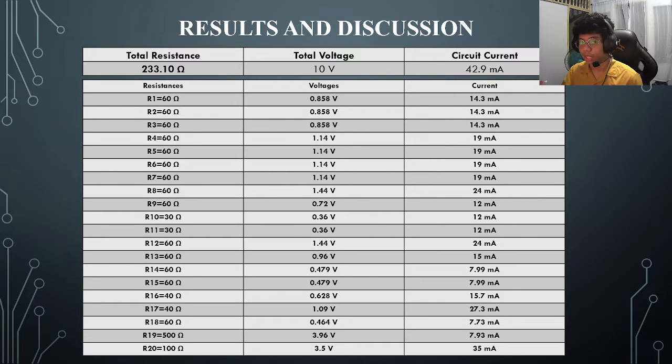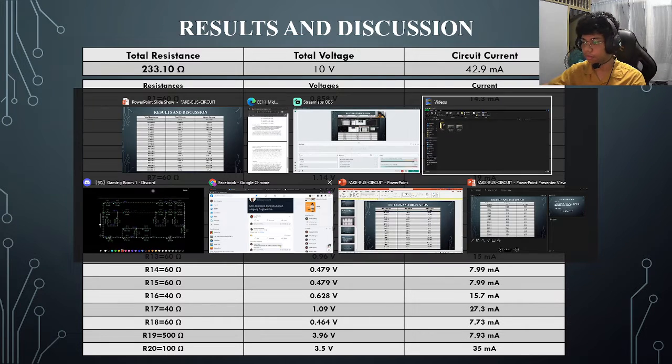So what I can conclude here is that there is a direct proportion between voltage and current, and there is an inverse proportion between resistance and current. This tells us that Ohm's law is being applied in this circuit, and it is proven by this numerical data. So that's it for the numerical data. In the numerical data, we've proven that Ohm's law is being applied in our circuit. So the next one.